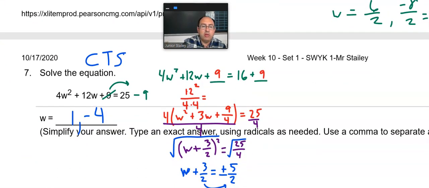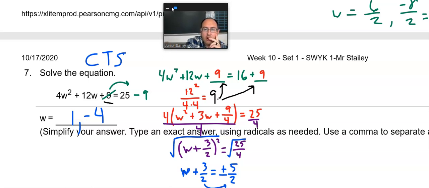Okay, so more completing the square. I brought the 9 over to the other side. They gave me 16. Then I did my b squared over 4 times a. Oh my goodness, I got 9 again. What? That's the exact same number we started with. Okay, so in other words, I already had a perfect square. I just didn't realize it.